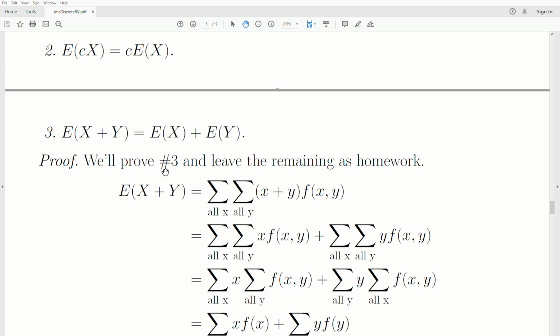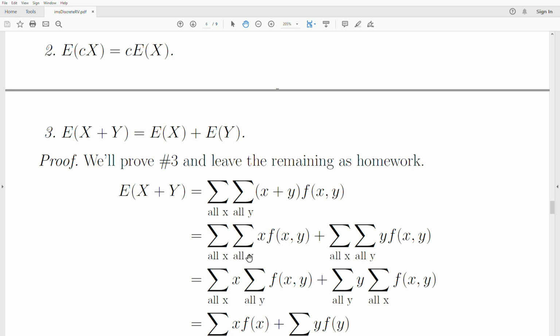Now, we'll prove number 3 and leave the remaining as homework. So the expected value of X plus Y is x plus y times the density of x and y. Remember, we have two random variables, and it's summed over all x and summed over all y. Now let's multiply this f of x, y into each of these and then split it on the plus sign there. So these two are equal, just multiplying that in.